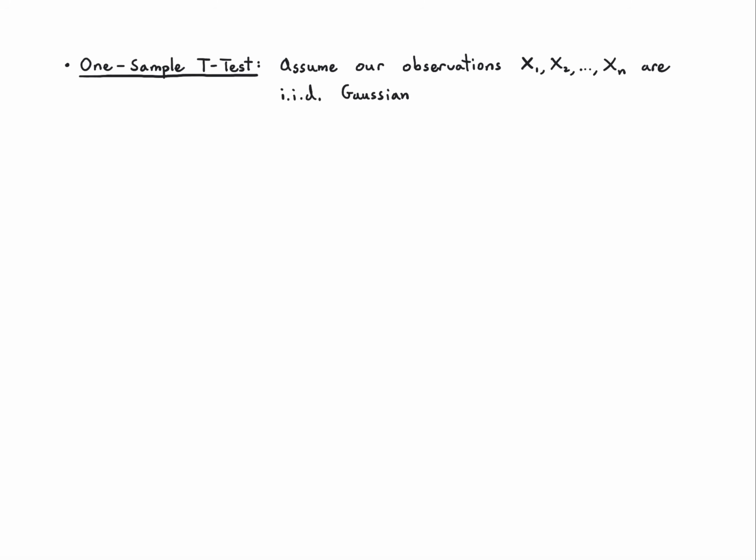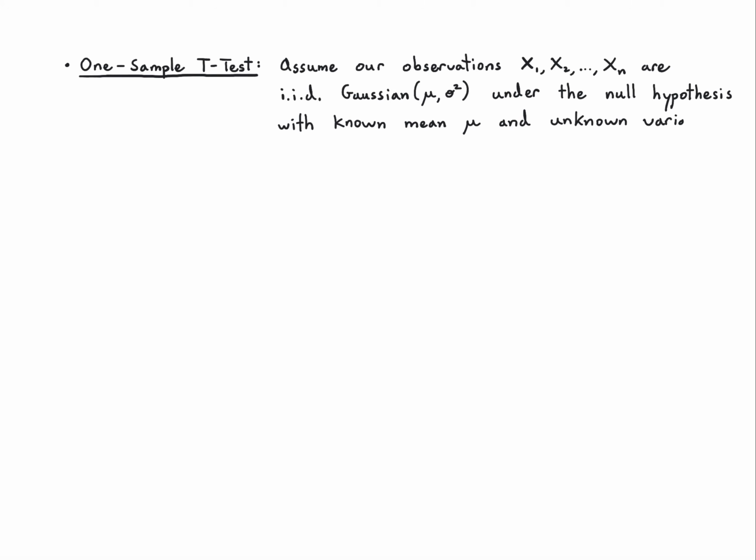Okay, let's make things a little more interesting. This is the one sample t-test. We're going to keep the same assumptions about Gaussianity. So we're going to assume that our observations x1 up to xn are going to be IID Gaussian with mean mu and variance sigma squared under the null hypothesis. And we're going to assume we know the mean, but we do not know the variance. Okay, so the variance is not known to us. There is a variance, we just don't know it. And we want to test now whether the mean has changed.